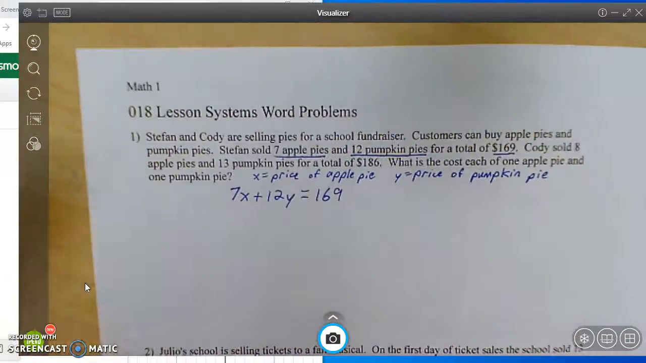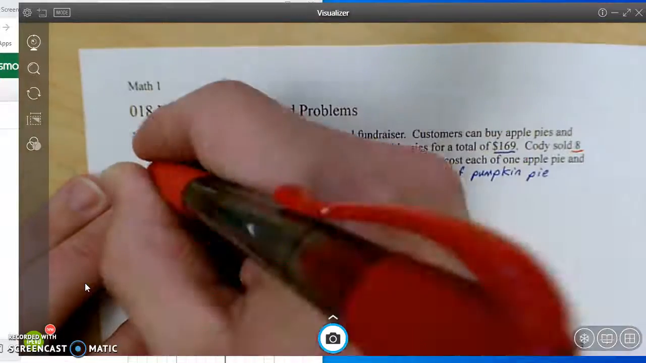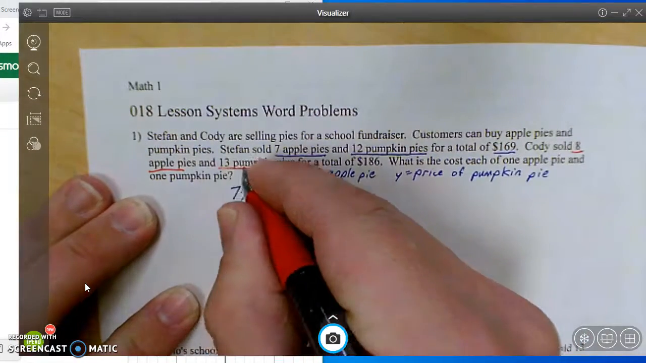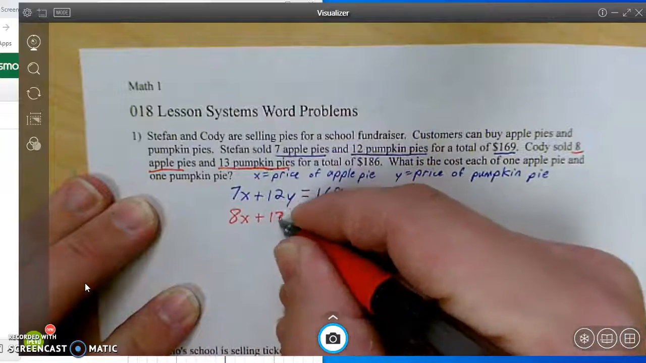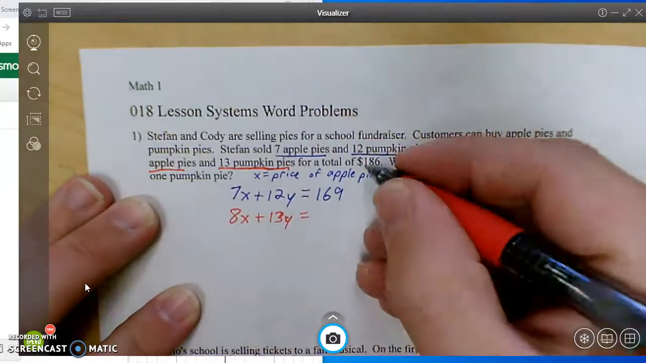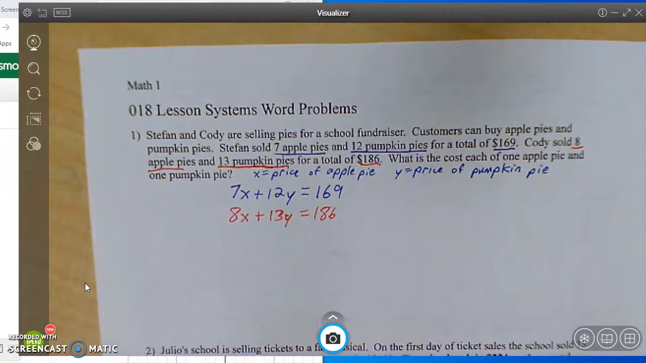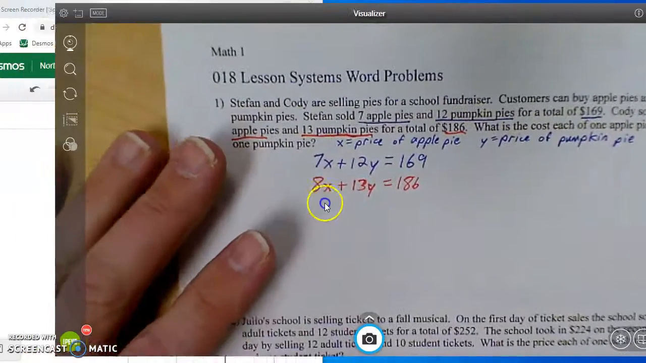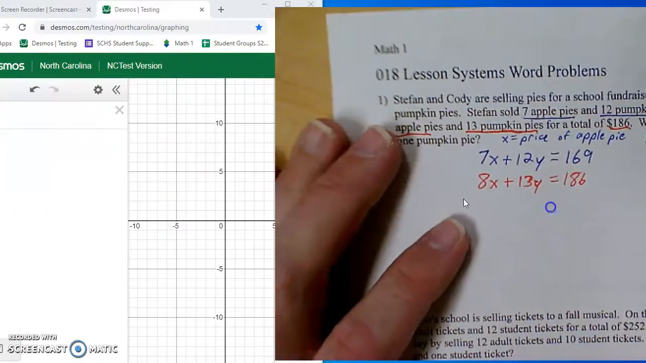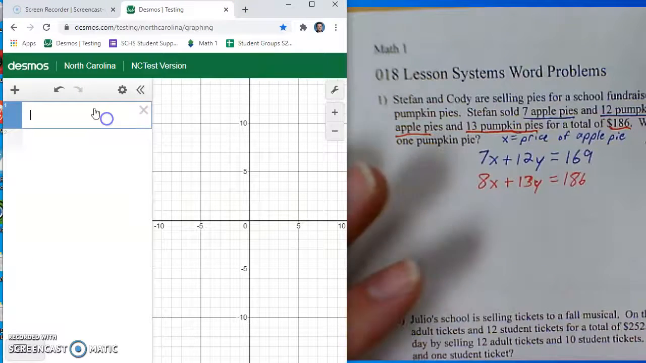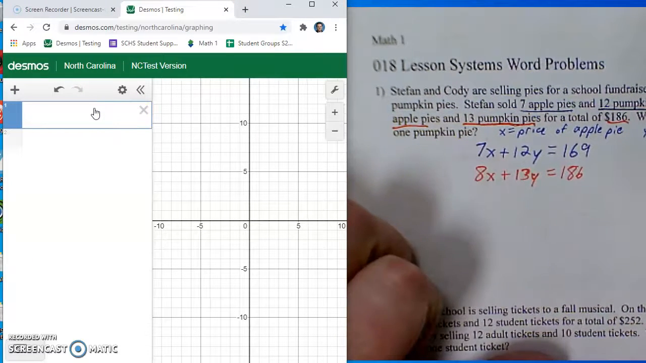Now, similarly, I'm going to make an equation for Cody where he sold 8 apple pies, so that's going to be 8x, plus he also sold 13 pumpkin pies, so 13y, equals, and he got a grand total of $186. Now, you could use elimination or substitution to solve these, but what I'm going to be showing today with these word problems is let's just use a graphing calculator to get them done a whole lot quicker. So I've already got my Desmos calculator pulled up right here, as you should probably, and I'm going to go ahead and type these 2 equations in there and get a final answer.